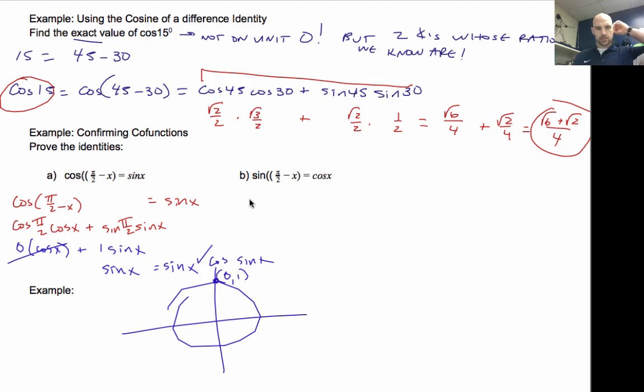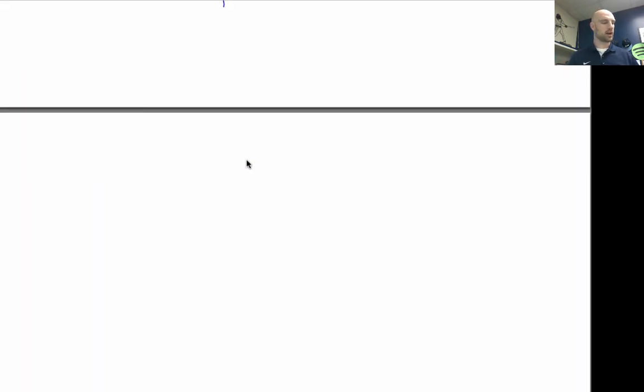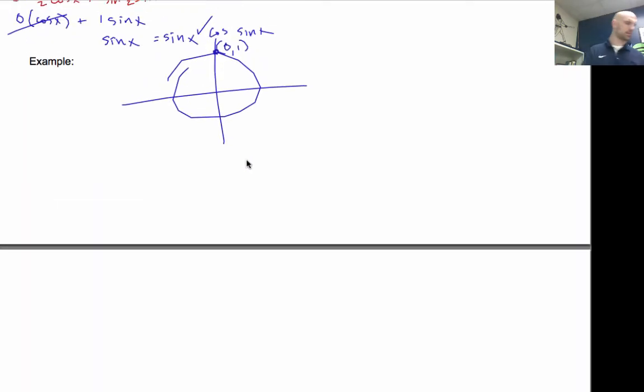Same thing over here. So if I've got sine of pi over 2 minus x is equal to cosine x, that's going to be one of these cofunction identities as well. So sine of pi over 2 minus theta is equal. You can split that up as well. You could split it up and use not the cofunction identity, but the sum and difference identities to do that. Okay? Let's talk about another couple of things.